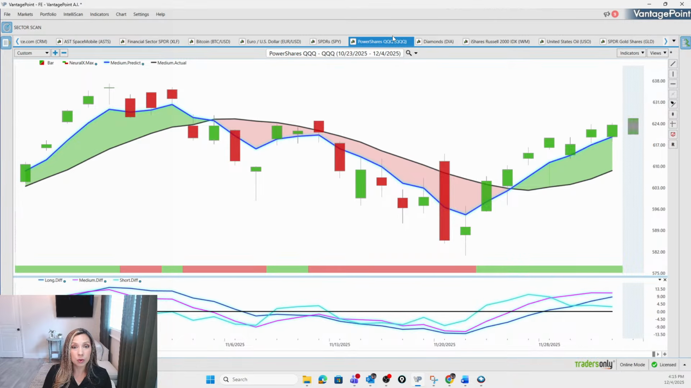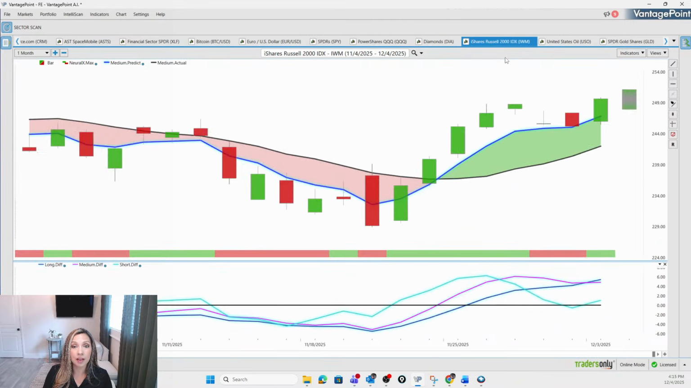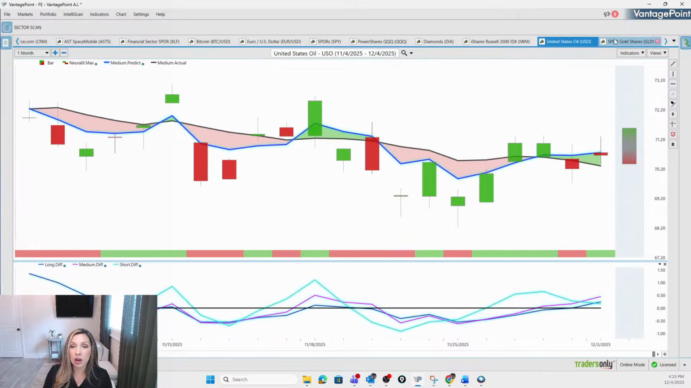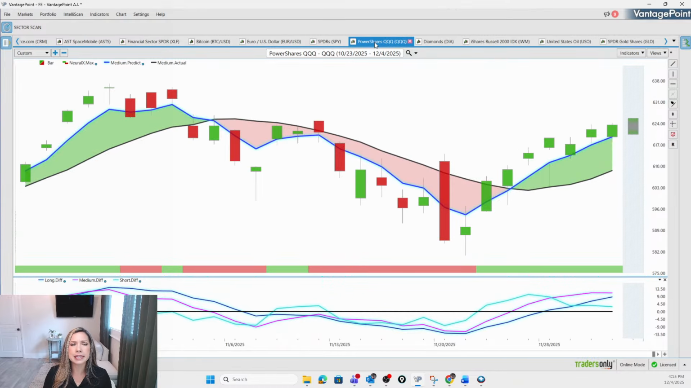We've got the Qs, right? Again, the NASDAQ. We've got the diamonds for the Dow. We've got the Russell for the Russell 2000 or IWM, USO, and then we also have gold as well. All right, so let's start off with just our major indices. And this is a concept that is really going to help us understand the market conditions from that top-down approach.